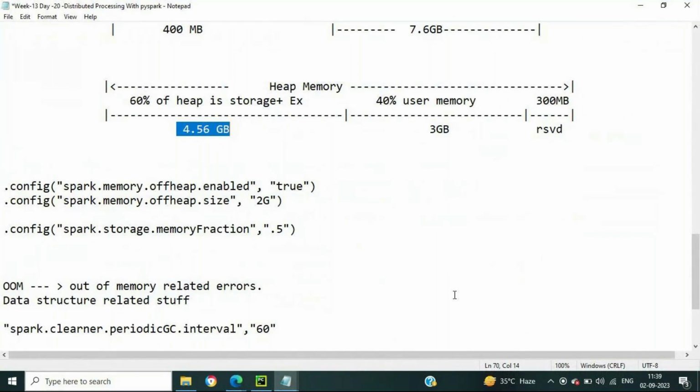Can we just have a clear review, like where off-heap comes into the picture and where heap comes into the picture?